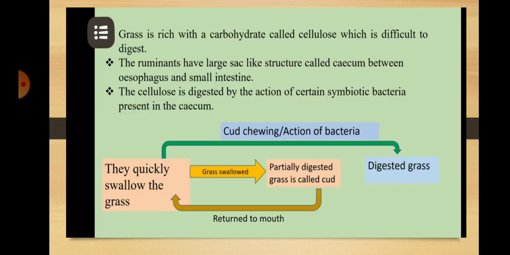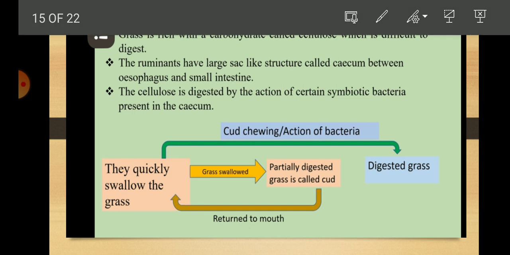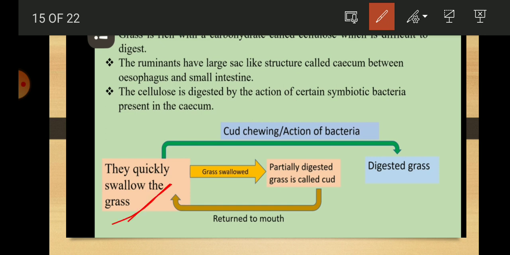Here you can see a chart. This shows you the passage of the food. So how is this done? Here they quickly swallow the grasses, and then the grasses pass through the esophagus region. Then this food reaches the rumen region, where it is known as the cud. So what is cud? It is partially digested. Partially means half digested.